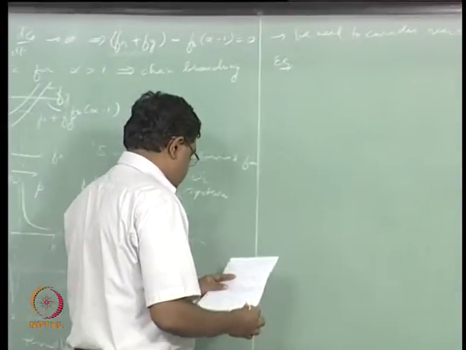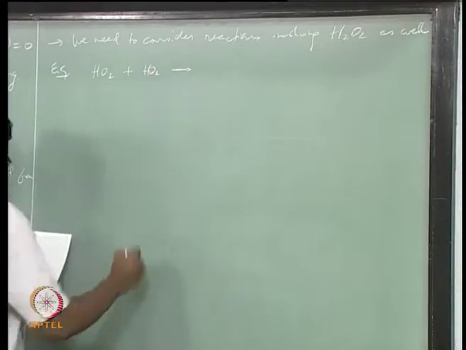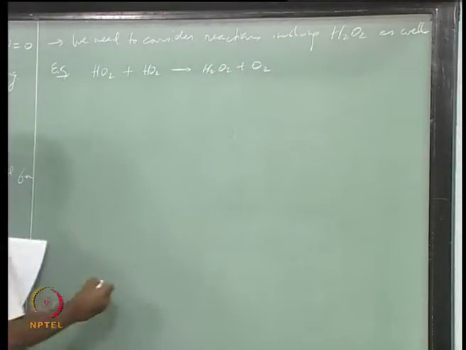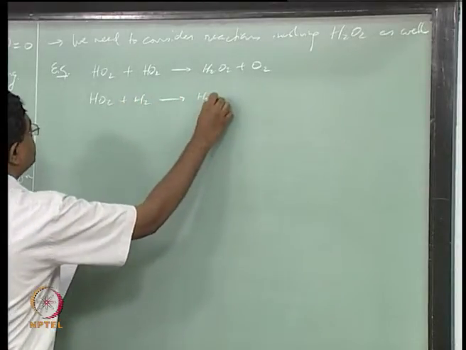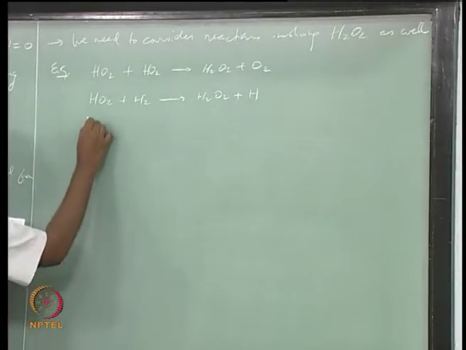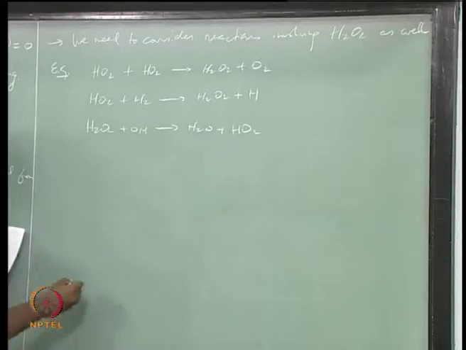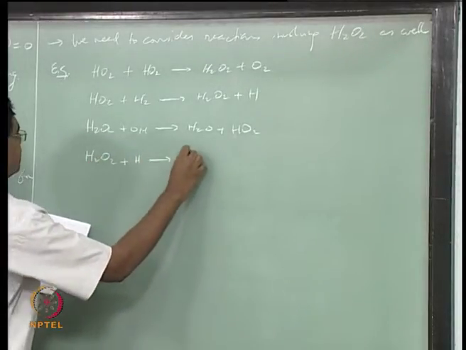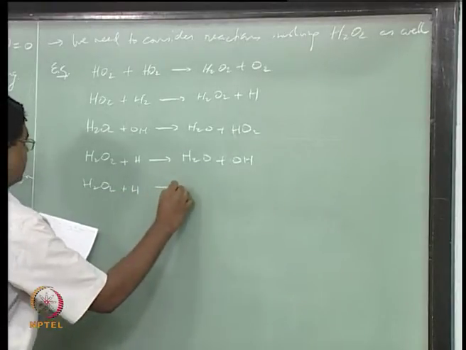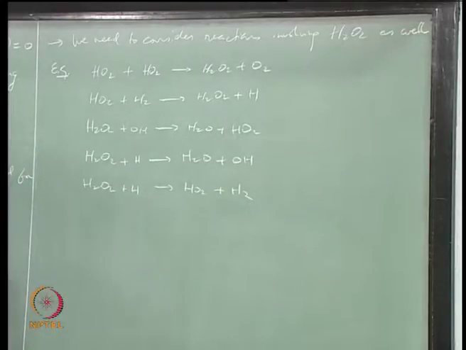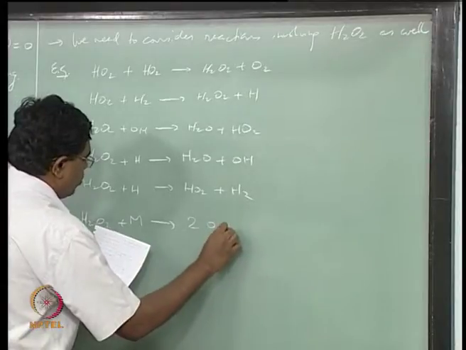So here for consideration of H2O2 we may have to say, let us say we now have HO2 plus HO2, that is 2 HO2 gives H2O2 plus O2, HO2 plus H2 gives H2O2 plus H, H2O2 plus OH gives H2O plus HO2, H2O2 plus H gives H2O plus OH, H2O2 plus H gives HO2 plus H2, and H2O2 plus M, that is a gas phase termination, gives 2OH plus M.